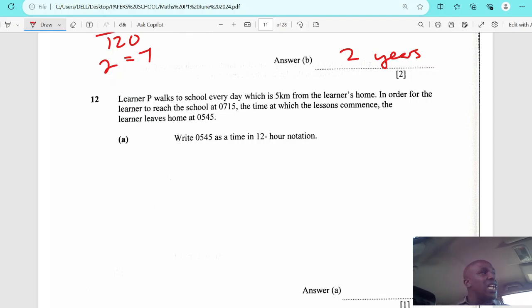Next, a learner P walks to school every day, which is 5 kilometers from the learner's home. In order for the learner to reach the school at 7:15, the time at which the lesson commences, the learner leaves home at 05:45. Write 05:45 in 12-hour notation. 12 hour is PM and AM, then 24 is hours. So in 12 hour, here you write 05:45, then this one is AM.